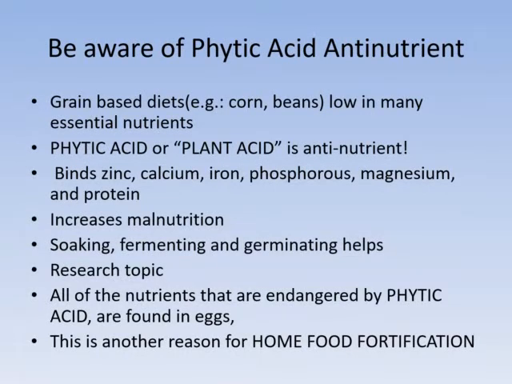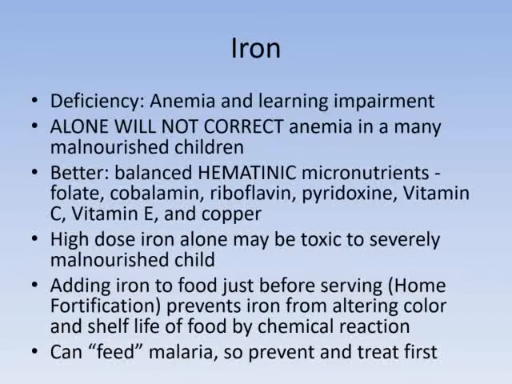All of the nutrients that are endangered by phytic acid are found in eggs. So eating eggs is a good way to approach this, but also there is another reason for home food fortification, to increase the level of the micronutrients in the food that is being fed to the family at home. Now we're going to start going through the micronutrients. We'll start with the micronutrient mineral iron.